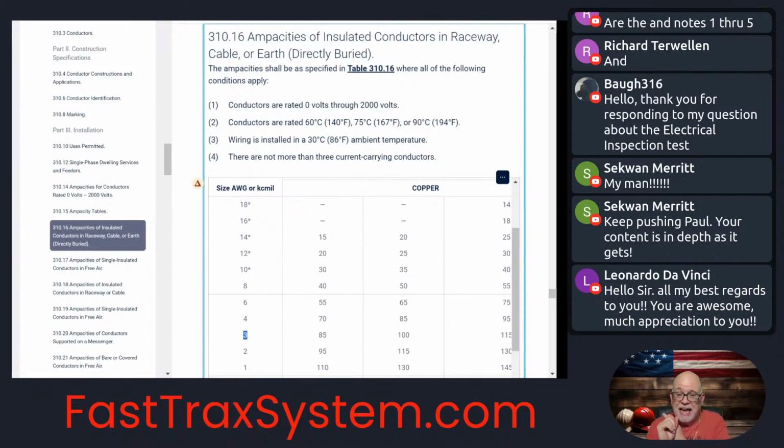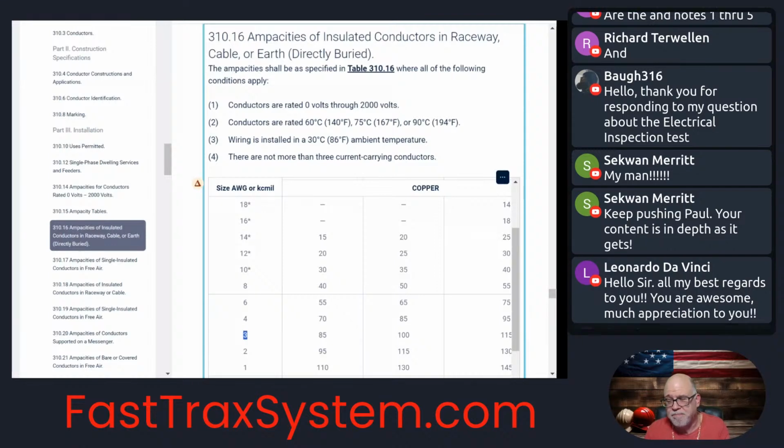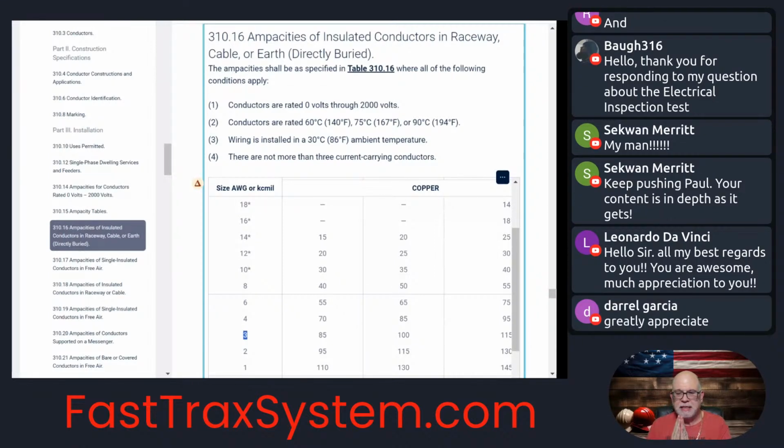Now, one last tidbit. In the code, it tells us in 250.24(D)(1) that your neutral cannot be less than what's in the table in 250.102(C)(1). So we just sized our neutral based on the calculated load. But in no case can it be less than what's in 250.102(C)(1).